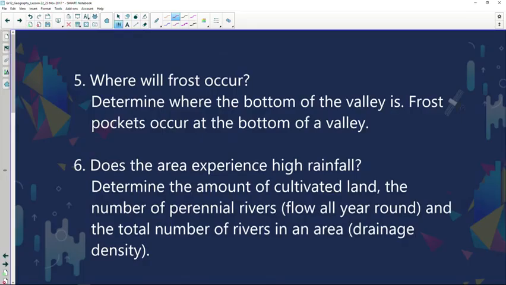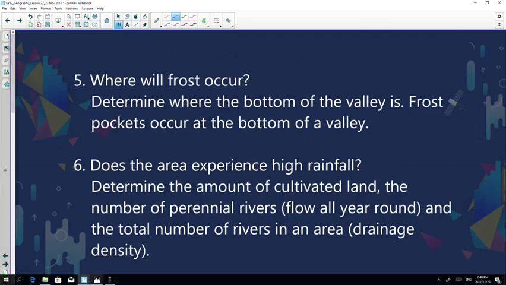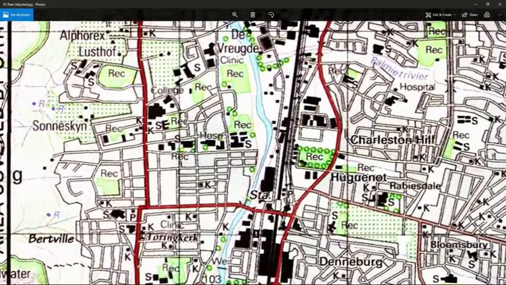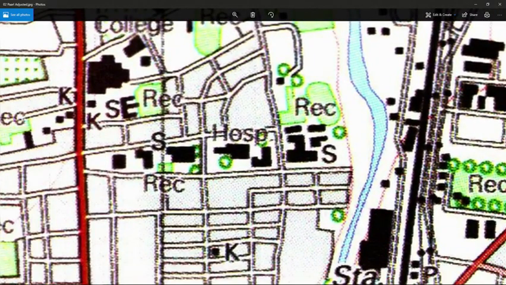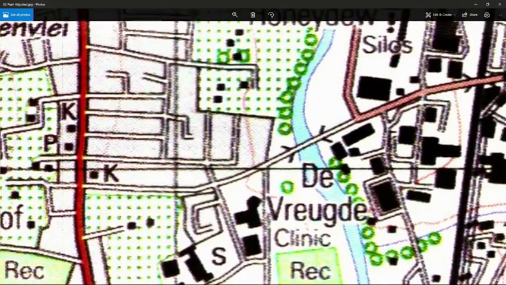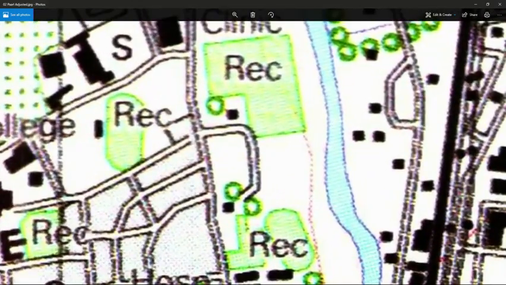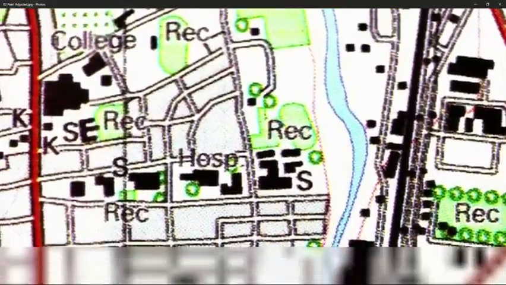Let's continue with our questions. Where will the frost occur? Determine where the bottom of the valley is. Frost pockets occur at the bottom of the valley. Now, for instance, if we go back to the map, as you can see, the town of Paarl is situated in a valley. This is basically halfway up the slope. As you can see, no farming activity is taking place very close to the Berg River because of frost that might be experienced, especially during winter. But keep in mind, they can plant crops if they are frost resistant.